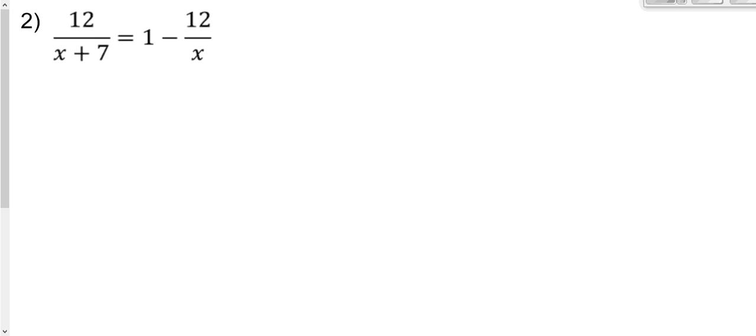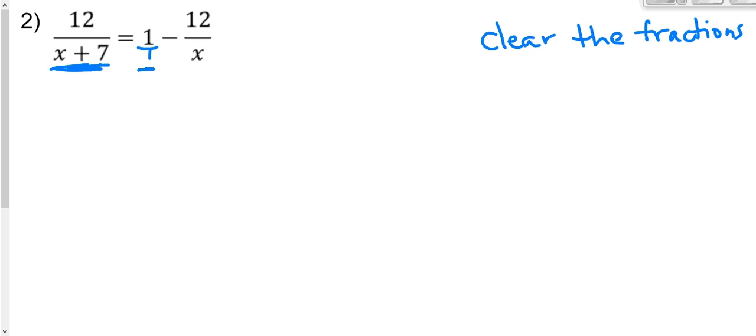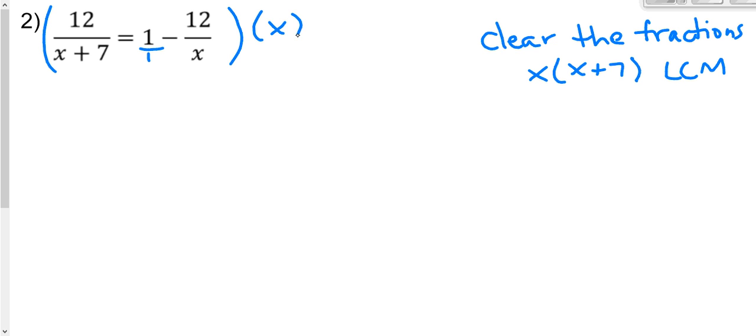To clear the fractions, we need to find the least common multiple of the denominators and multiply both sides of the equation by it. So look at the denominators. We have x plus 1, we have 1, and we have x. What's the least common multiple of those? It would be x times x plus 7. Least common multiple of the denominators. So let's multiply both sides of the equation. I kind of like to keep that 1 as a 1 over 1. Let's multiply both sides of the equation by x and by x plus 7.